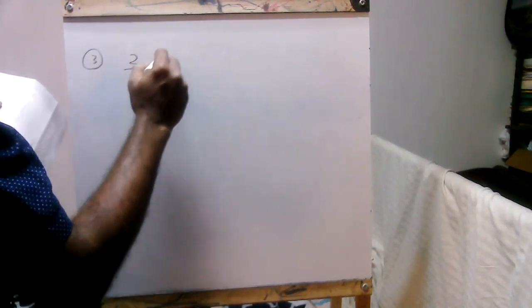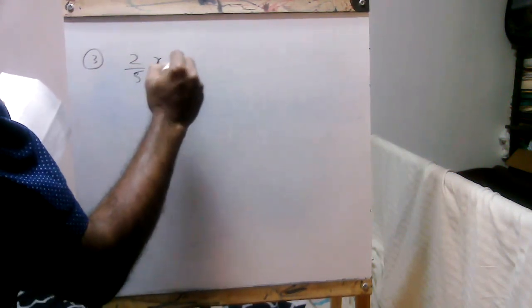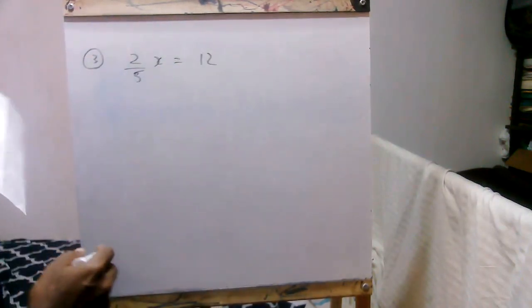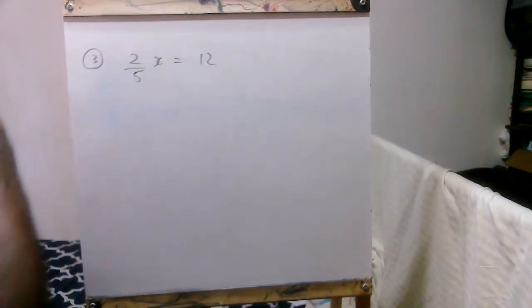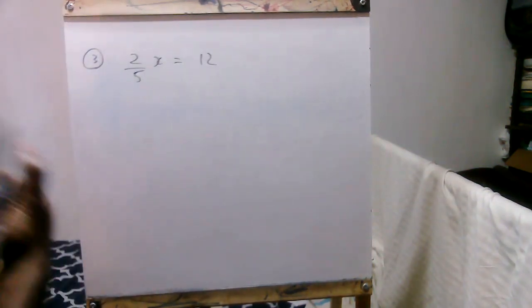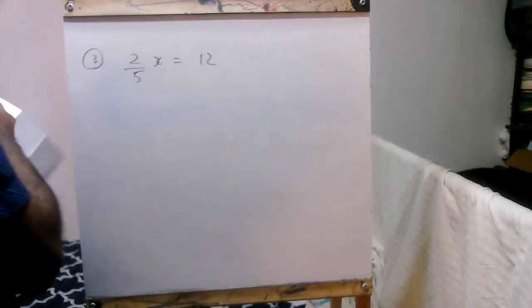I will discuss a few common techniques. We did a couple of questions, so I do this as the third example. If we have 2 over 5 x equal to 12, now look, the question is to solve for x.